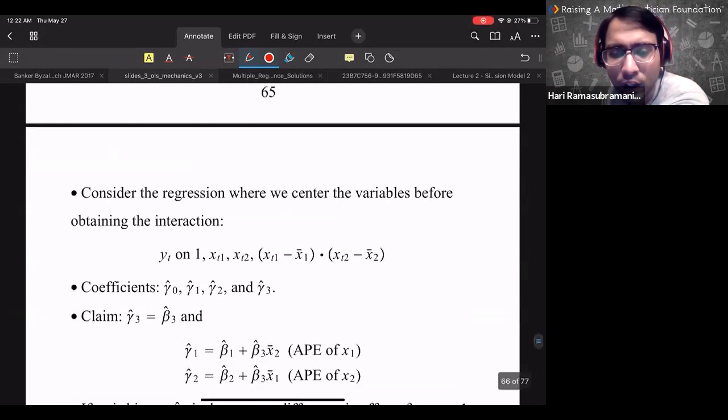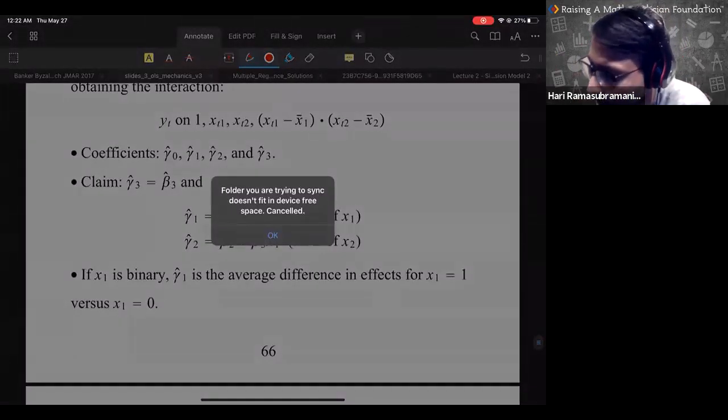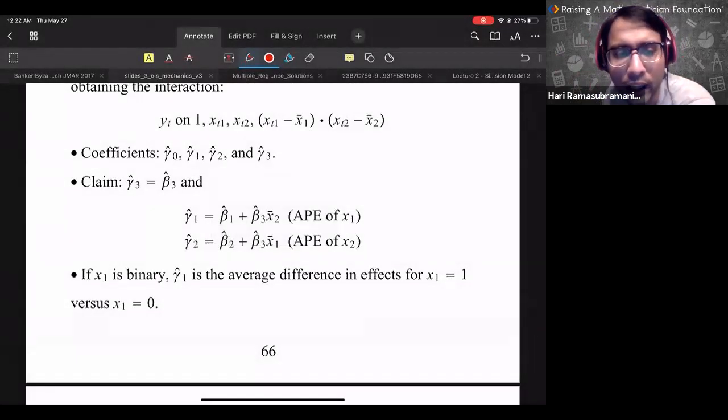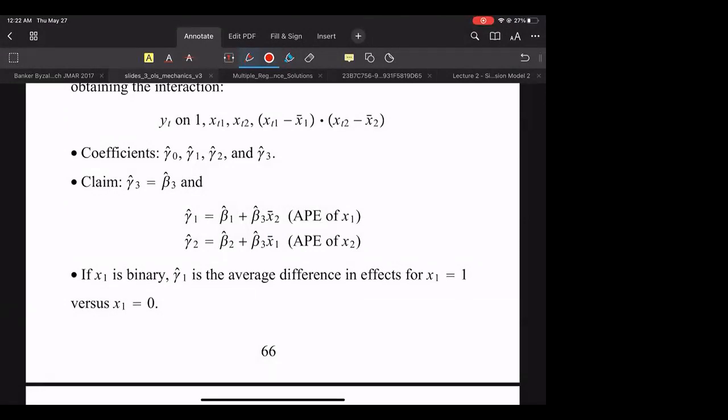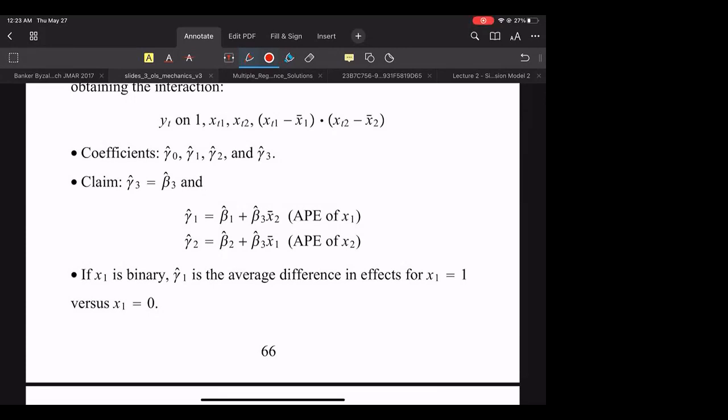Instead of this, you can center the variables before the interaction. And I'm not going to do the math. The claim is that gamma 3 hat is actually equal to beta 3 hat, but gamma 1 hat directly gives you the average partial effect. And gamma 2 hat makes sense too. I mean, it should give you the average partial effect because you are centering it. Yes, that's the whole objective of centering the variable.